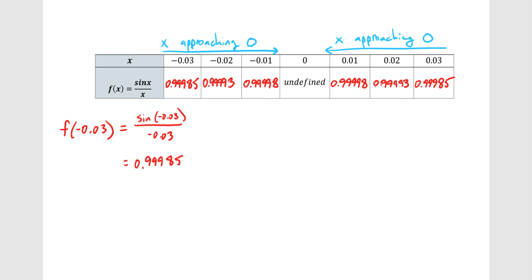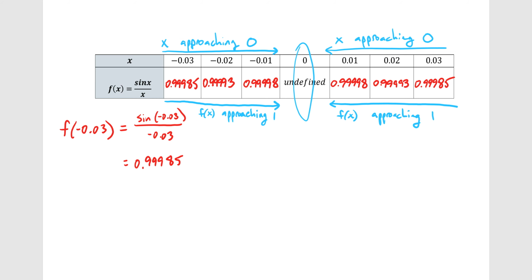Okay, so here are all the other function values with all the other x values plugged in. We can see that these function values from the left and from the right are both approaching 1. Also notice that f of 0 is undefined in this case, because sine of 0 over 0 would give us 0 over 0, which is technically indeterminate form, but we'll worry about that later. So this would give us an answer here: the limit of sine of x over x as x approaches 0 is going to equal 1.